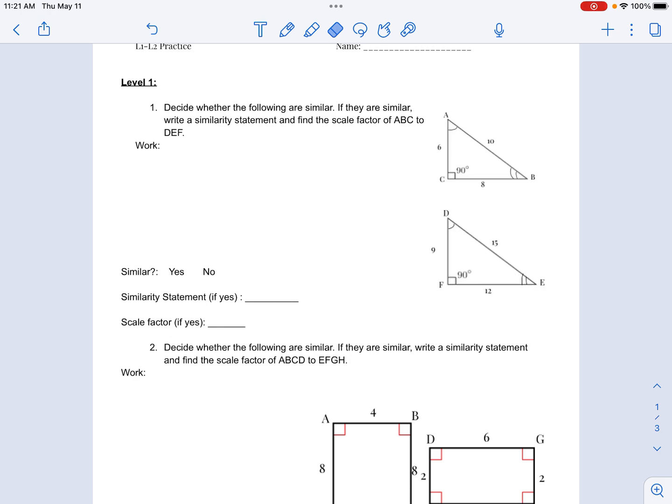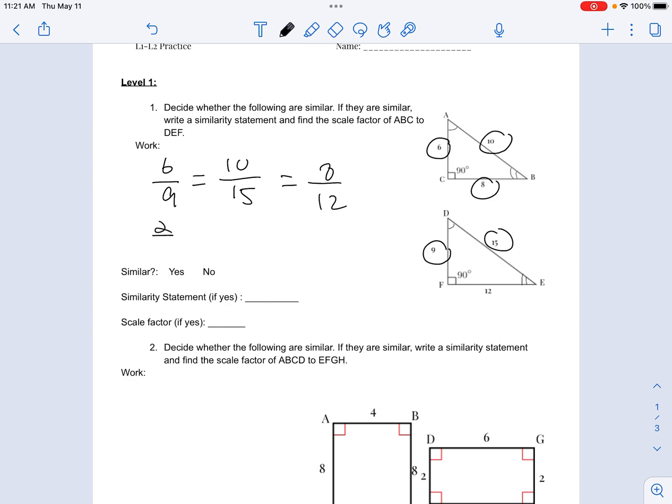And then the other thing you need to show is that you've checked the sides. If these are similar, then the corresponding sides have to have the same ratio. So is 6/9 the same as 10/15, which is the same as 8/12? You want to check on your calculator if these are all the same. And yes, these are all 2/3. So that's how we know that they're similar. So that's your work, so you want to say yes.